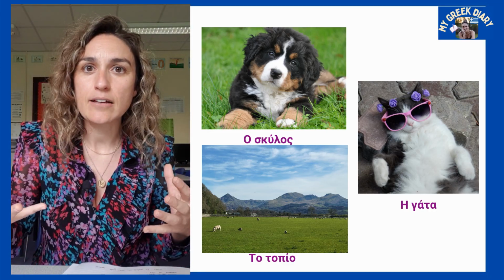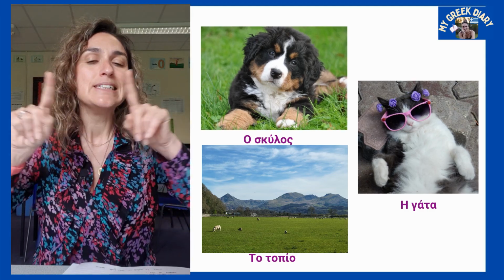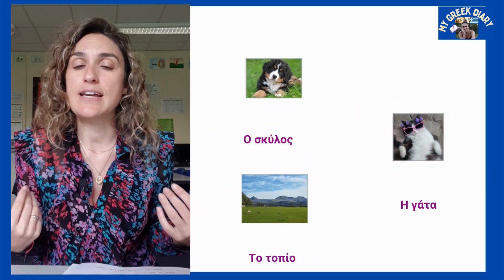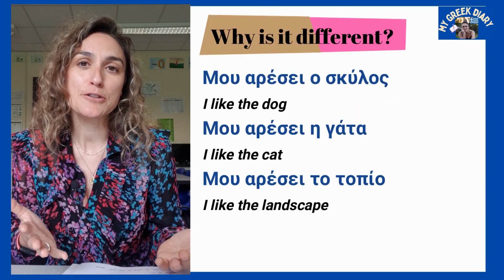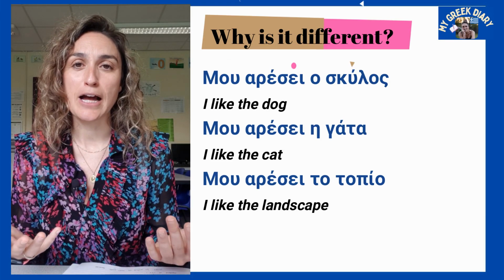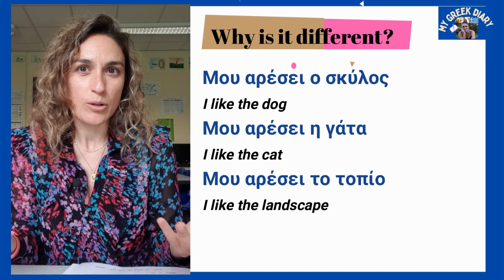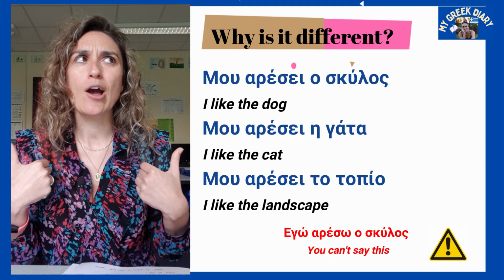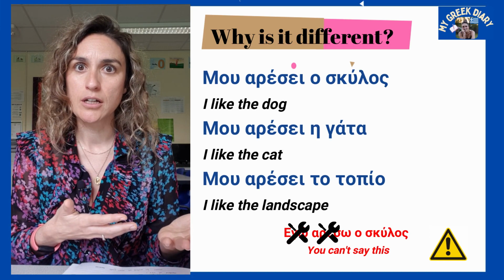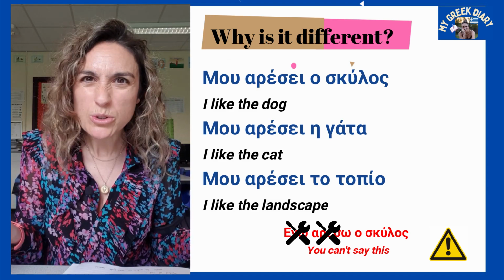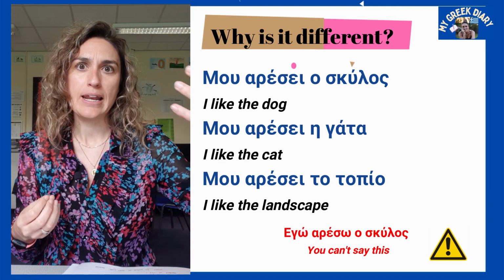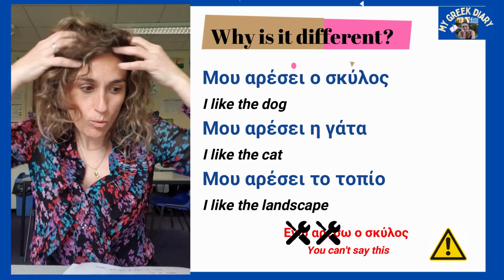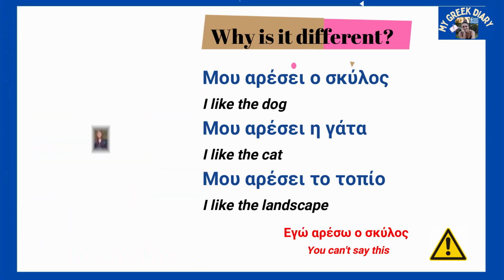However, for Greek, Spanish, Italian grammar, it doesn't work like that. It doesn't. So the way we are gonna say is μου αρέσει ο σκύλος, μου αρέσει η γάτα, μου αρέσει το τοπίο. We use μου αρέσει. It doesn't really say εγώ αρέσω ο σκύλος, like normally we would do. You know, we'd say εγώ, αρέσω, we pair. No, it doesn't. And why doesn't it? Why? What's wrong with this Greek grammar?